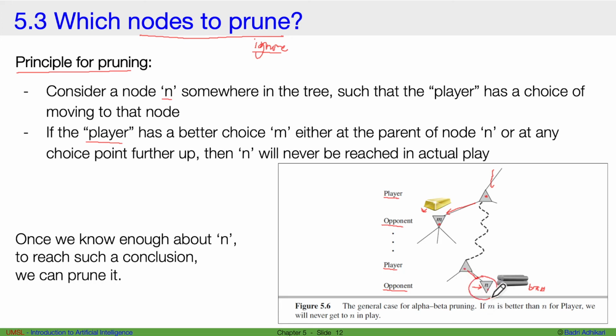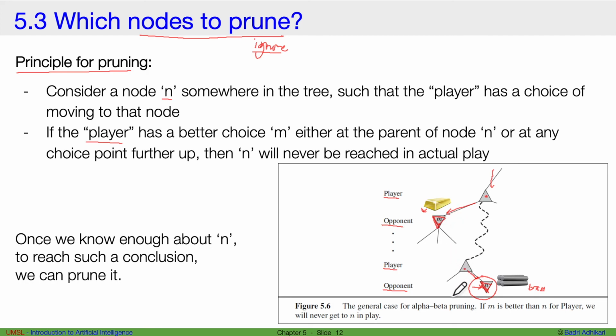That is because if the player had a choice of going to a better node in the previous choices already, then it makes no sense for the player to come all the way down to get to a node which is worse than what the player had already found.